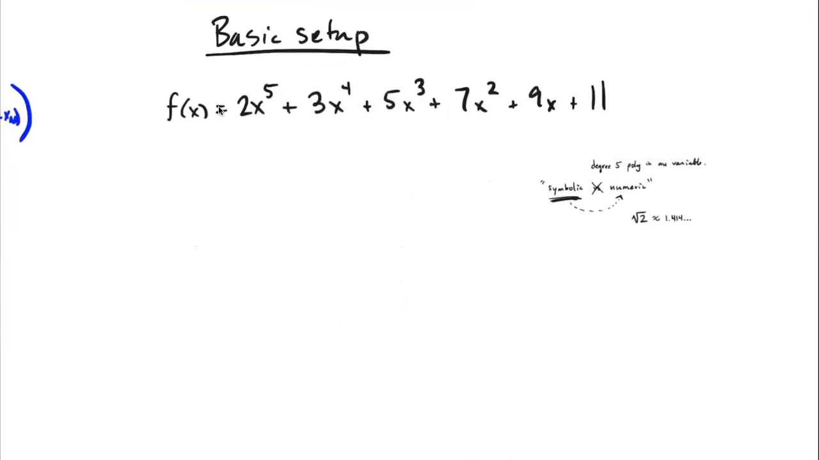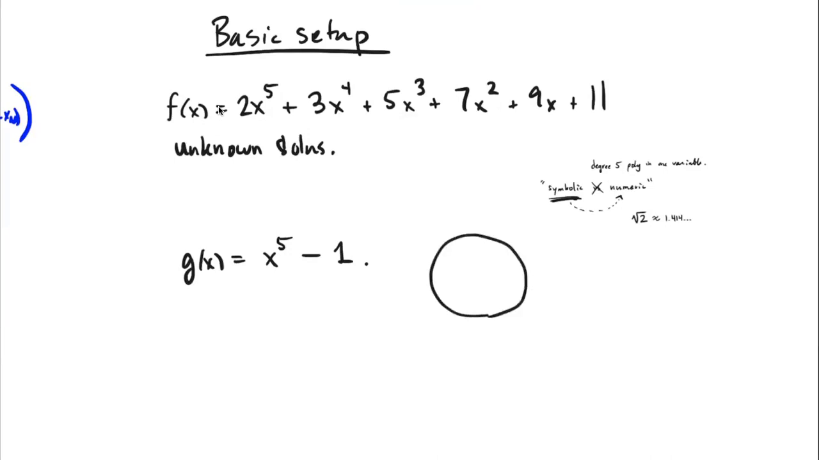So here are our unknown solutions. Now here's another polynomial. Its solutions we know. In particular, they form a pentagon. There they are. This is in the complex plane. And so these are known solutions.